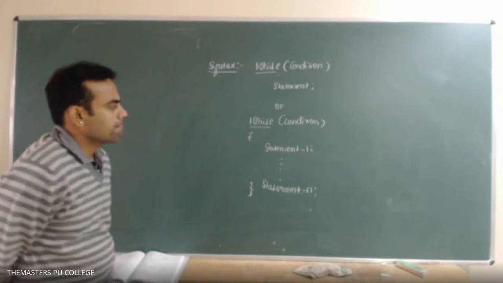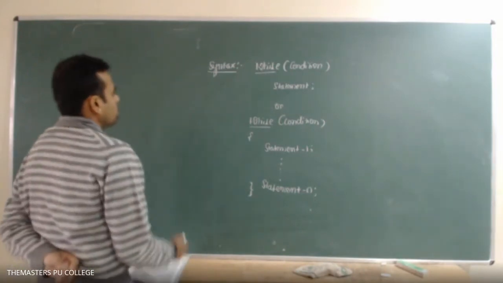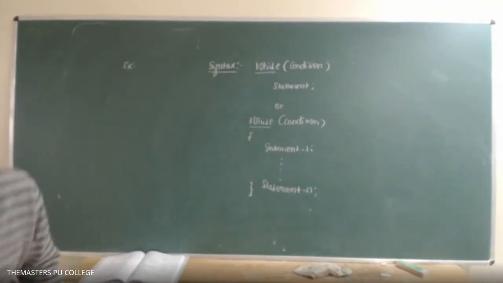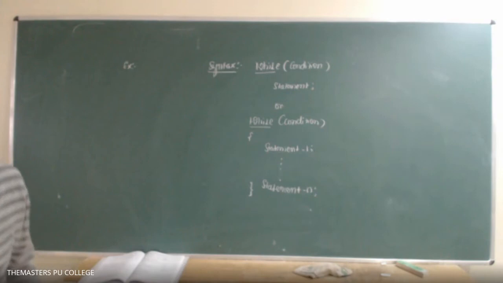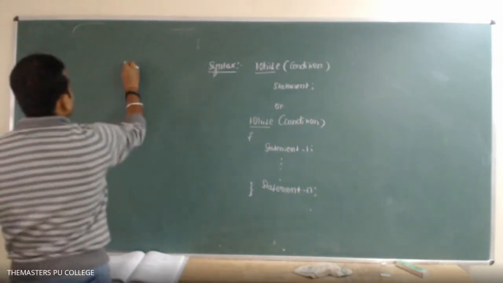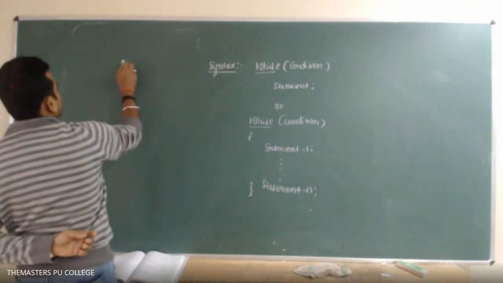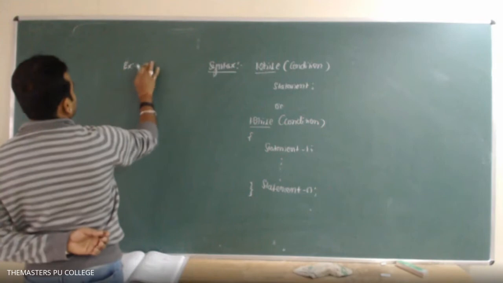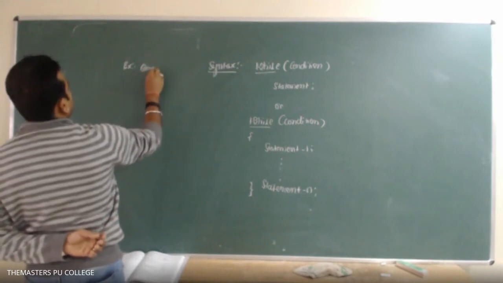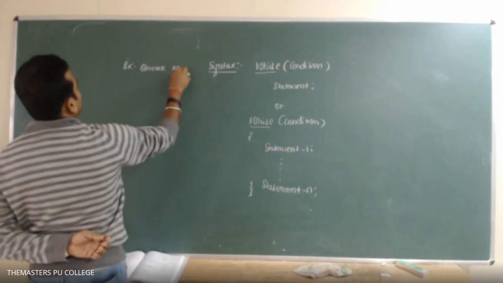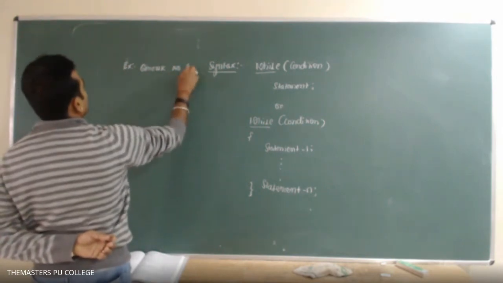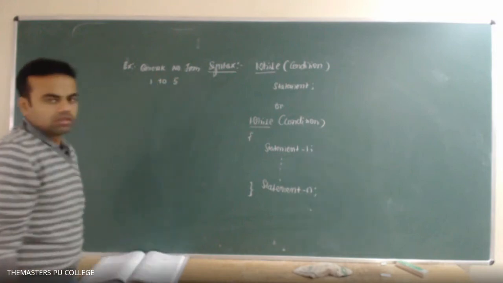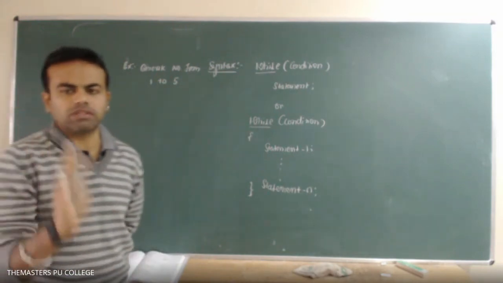Okay, right. Now I need to print. Okay, I'll write an example here. Is it visible? So I'll write the example here. Okay, look at this example. I need to generate the number from... The problem is to generate numbers from 1 to 5.